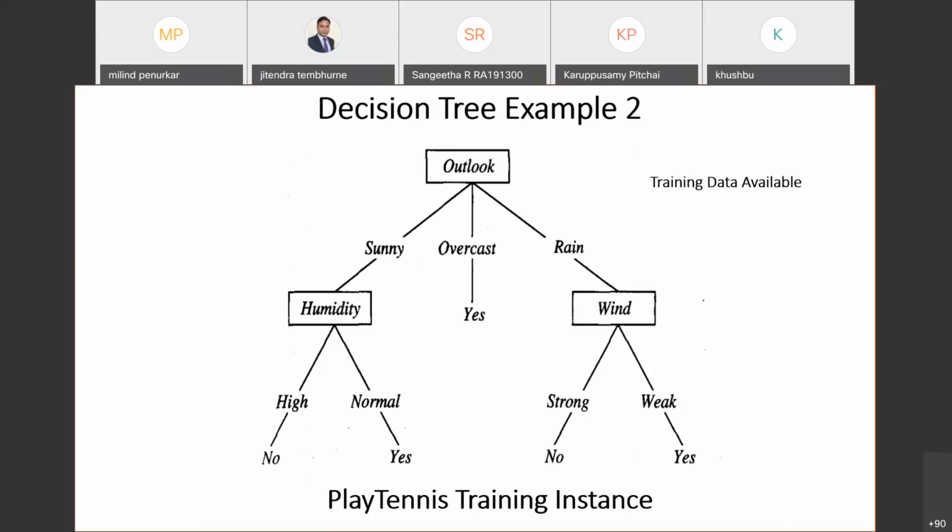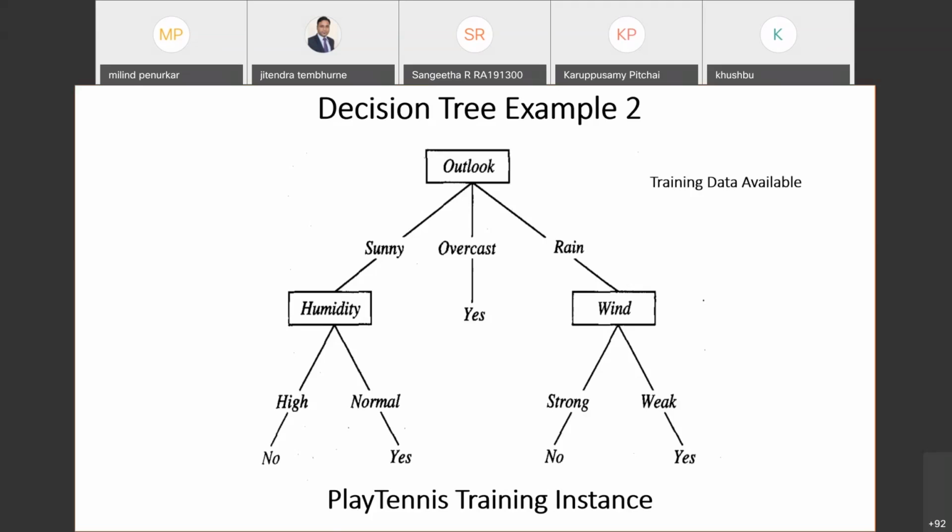And if my Outlook is rainy, then I would check the wind condition. If it is strong, then I predict no, on that particular Saturday we should not be playing. But if the wind is weak, then we would say yes, we would be able to play. Right. So that's the example of a decision tree that we would like to construct. We would like to learn. The learning is going to happen with the decision tree, and based on this, we would predict the output. So if you see, from Outlook sunny, humidity normal, you come to yes. From Outlook overcast, you come to yes.